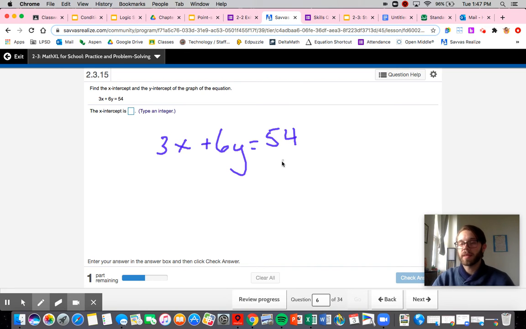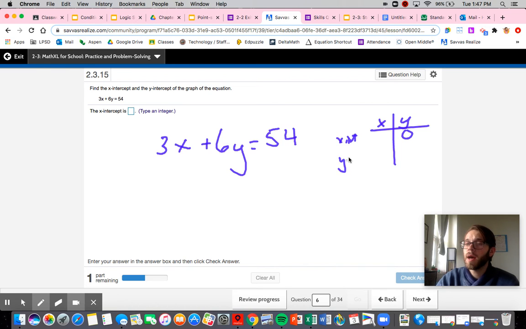So if we're given something like this, in order for us to find the x-intercept, that's where it crosses the x-axis, and where it crosses the x-axis, y is 0, right? So to find the x-intercept, you would plug in y is 0. And then the y-intercept, that's where it crosses the y-axis, which means that x is 0, all right?